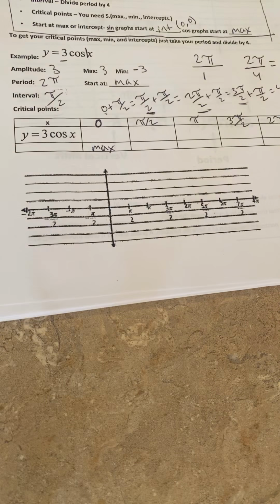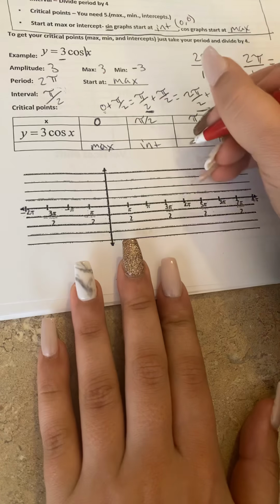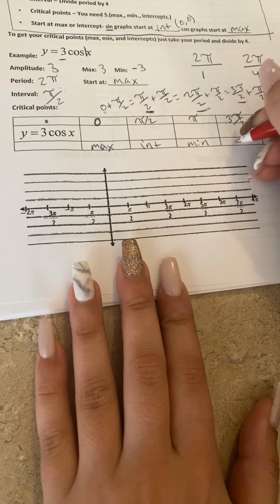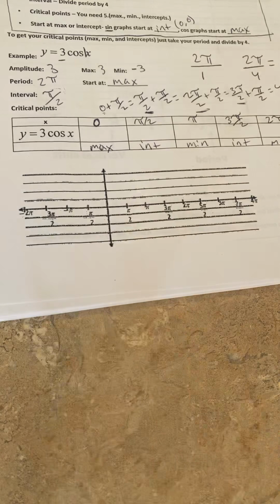Okay, and it always follows the same pattern every single time. Because it starts at the max, that means my next point is going to be at the intercept, then the minimum, then the intercept, and then back at the maximum. Okay, it always goes max, intercept, min, intercept, max. It's going to create a wave.